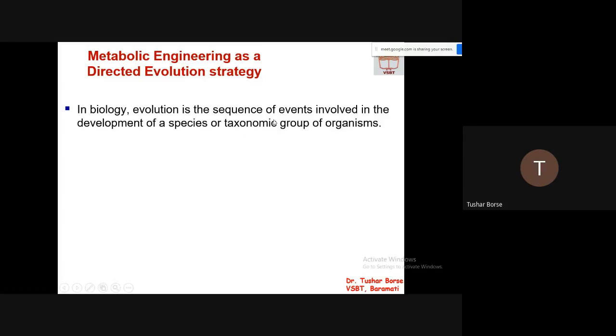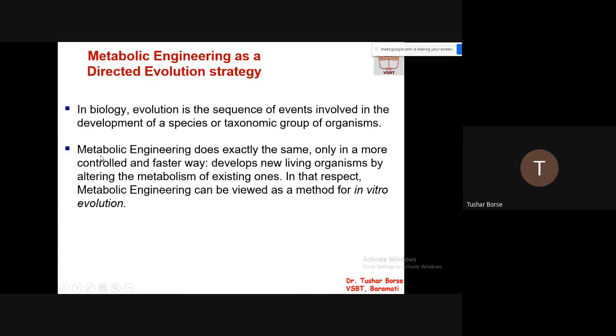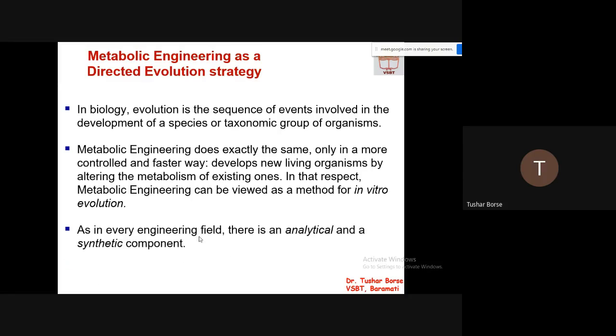So evolution is a sequence of events which are involved in the development of a species or a taxonomic group of organisms, right? In metabolic engineering, we do the same. The only thing is that we are going for the target, to the specificity. So the last line I can read: metabolic engineering can be viewed as a method for in vitro evolution. Okay, because where are we doing all these modifications? We are doing it in a test tube. So we are doing it in a laboratory-grown cell. So we can call it in vitro evolution.